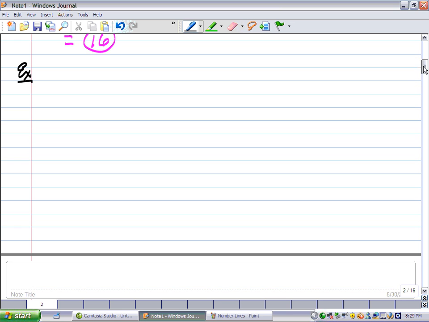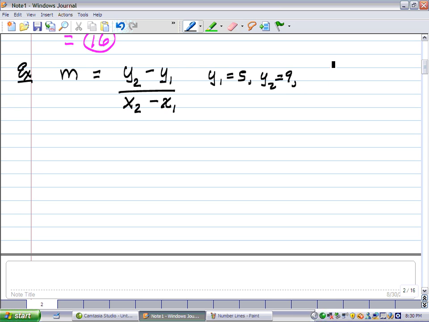Okay, let's look at another example that we'll be using later in this course. It's for slope, and we use the symbol m equals y sub 2 minus y sub 1 over x sub 2 minus x sub 1. And let's say that we know y sub 1 is 5, y sub 2 is 9, x sub 1 is 6, and x sub 2 is 8.